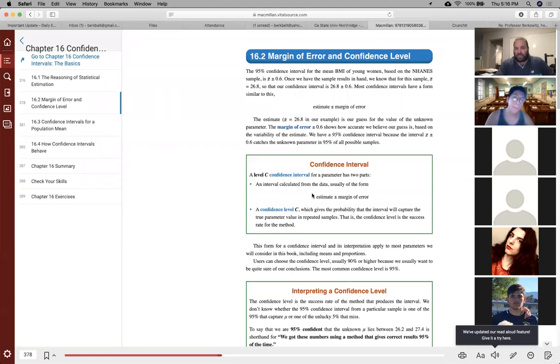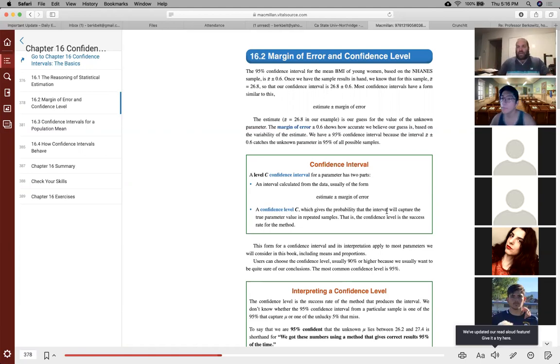Now, the best guess, your estimate, that's just the values that come from your sample. That's got nothing to do with the confidence or anything. That's just, this is the average of my values. But the margin of error depends upon how confident you want to be. So let's imagine conceptually what's going on here.